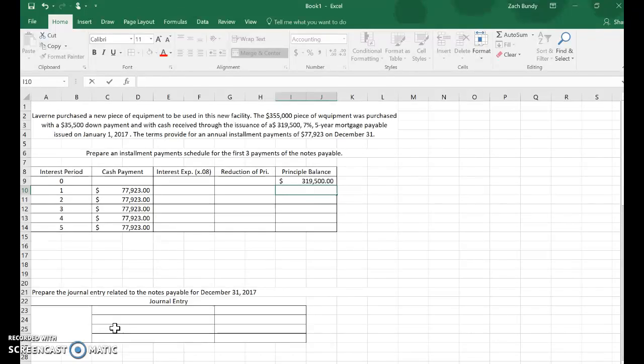Okay, so Chapter 10 this week goes over liabilities, which is something that we're not completely unfamiliar with. And so we're just going to go into a little bit more detail.